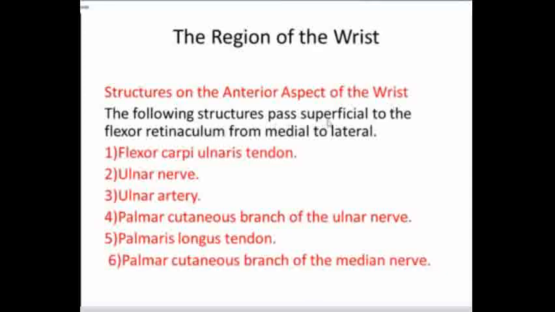Structures that pass superficial to the flexor retinaculum are arranged from the medial to lateral. These are 6 structures. First, flexor carpi ulnaris tendon. Second, ulnar nerve. Third, ulnar artery. Fourth, palmar cutaneous branch of ulnar nerve. Fifth, palmaris longus tendon. Sixth, palmar cutaneous branch of median nerve. All these 6 structures pass in front of the wrist, and at the same time they are superficial to the flexor retinaculum.